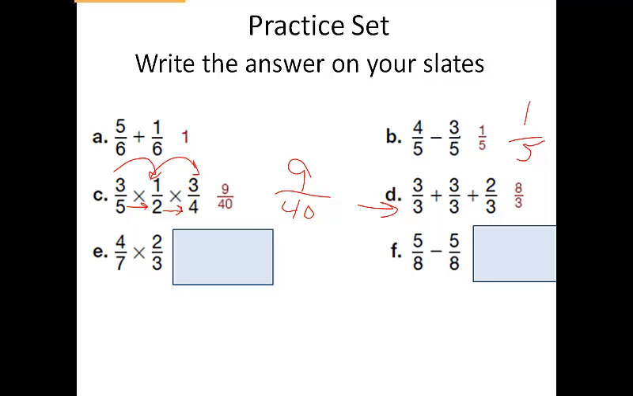Go ahead and work on E and F. E, 7 times 3 is 21, and 4 times 2 is 8, so it'll be 8/21. And in F, common denominator is 8. 5 minus 5 is 0. 0 over anything is 0.